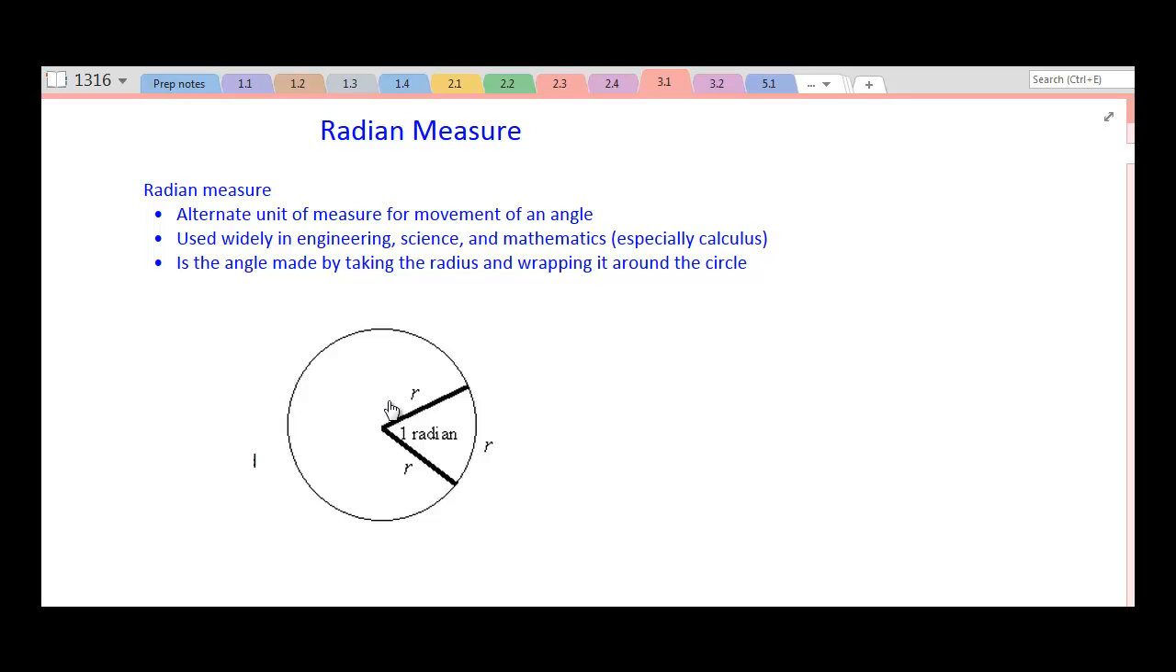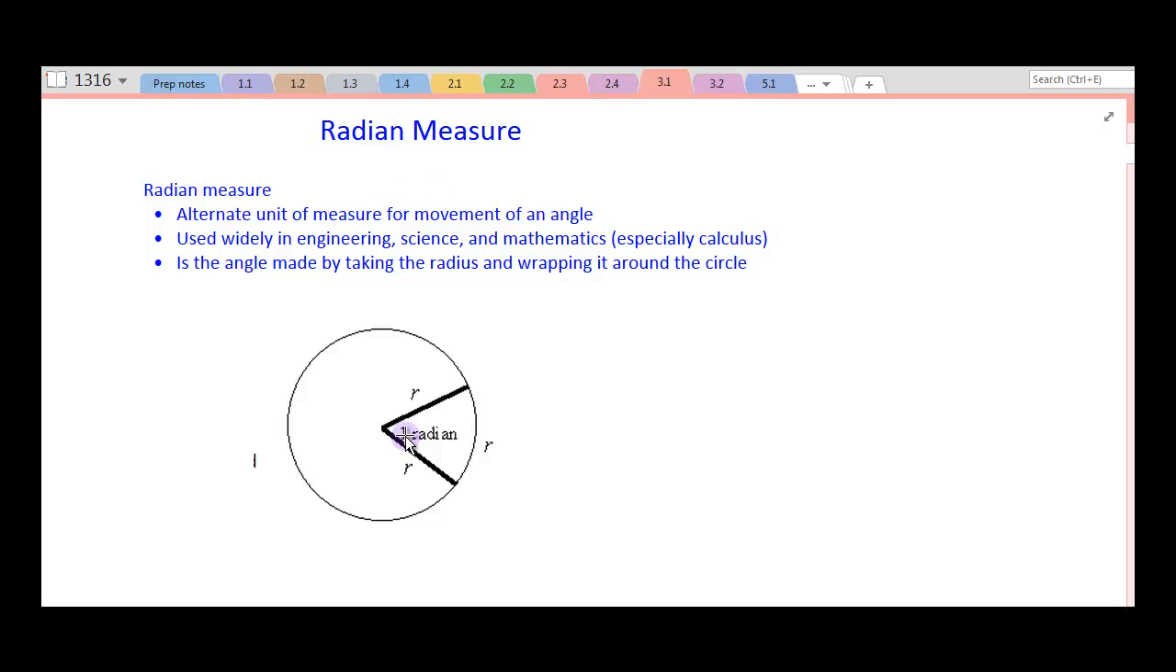We're going to begin this section talking about radian measure and converting between degrees and radians. First, let's get an understanding of what a radian measure is. In trigonometry, we have an alternate form of measurement on angles. So rather than talking about an angle being measured in degrees, we might talk about it being measured in radians. So it's just an alternate form of measure.